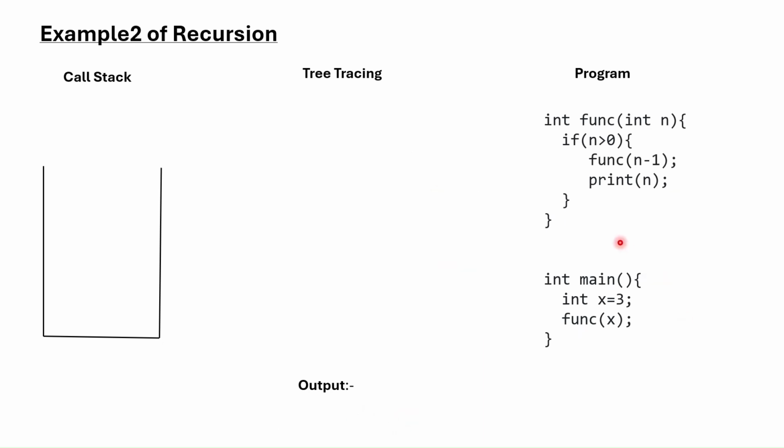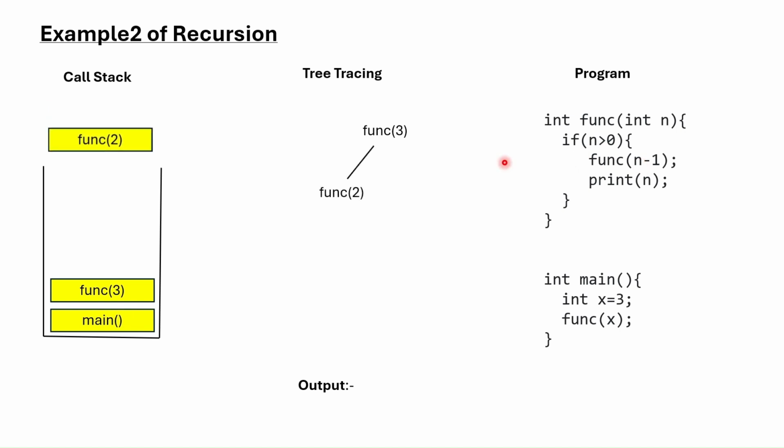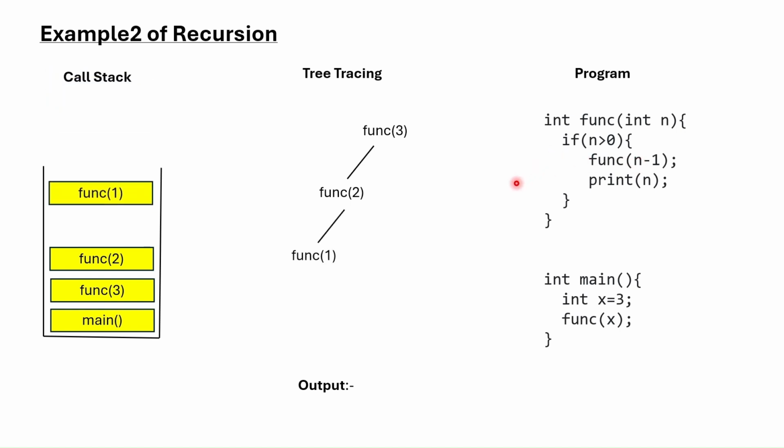So let us look at another example of recursion. In this example, I'll be printing this statement after calling this function. So let's begin executing our program. Our program again will execute from the main function and it is pushed. Then this 3 is assigned and it is called with parameter 3 and pushed. Since 3 is greater than 0, this will call func with parameter 2 and it is pushed into the stack. Now since 2 is greater than 0, func2 will call func with the parameter 2 minus 1, that is 1, and it is pushed onto the stack.